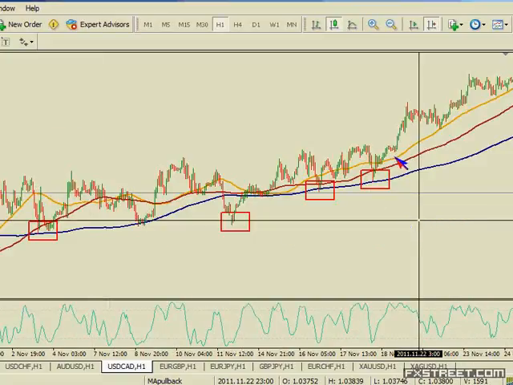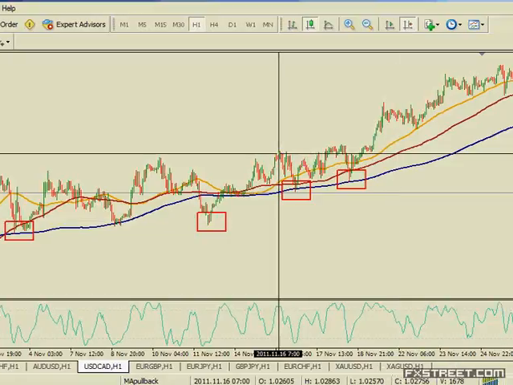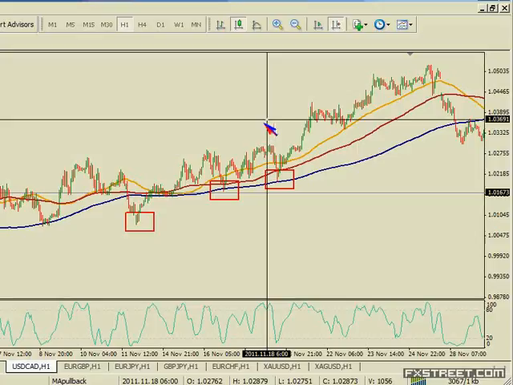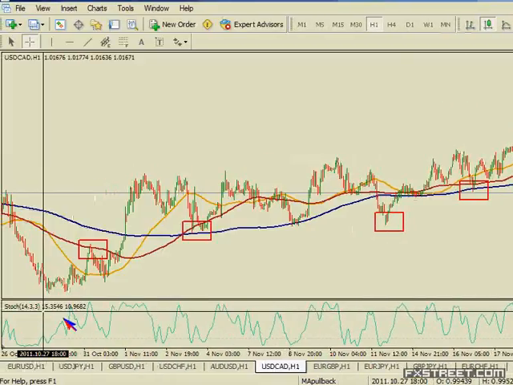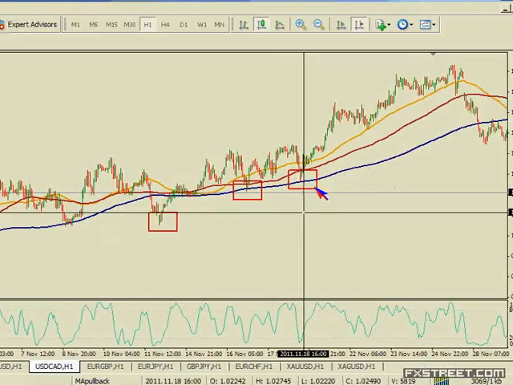Once I have a correct order in an uptrend, and this is an hourly chart of dollar Canada, I tend to notice that this strategy tends to work better in hourly charts on all different currency pairs, but on hourly charts it tends to work very well. And I've got my stochastics down here in either 14-3-3, 8-3-3, 5-3-3, what have you. Usually it's around 8-3-3, but it doesn't make a huge difference.